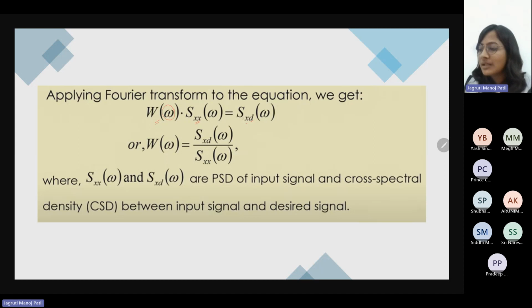Here these are nothing but the power spectral density of the input signal and the cross spectral density. What these densities are: you take the Fourier transform of the signal and then square it. If you square it, you get the power spectral density. Cross spectral density, similarly, if you take the Fourier transform of the signal x with d, multiply both of them, you get the spectral density of x comma d, and then take the square of it. Sorry, you get the spectral density, and then take the square of it, you get the power spectral density. Okay.